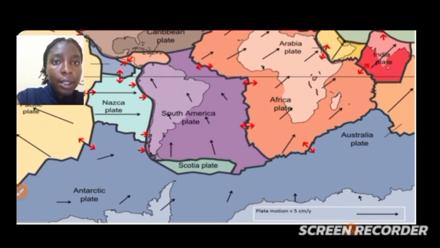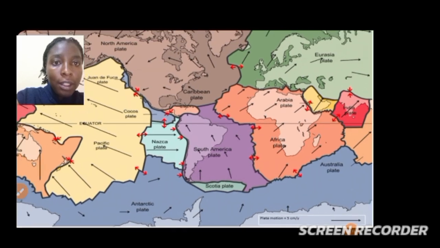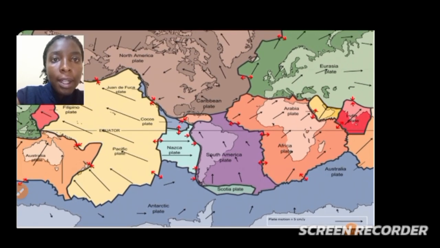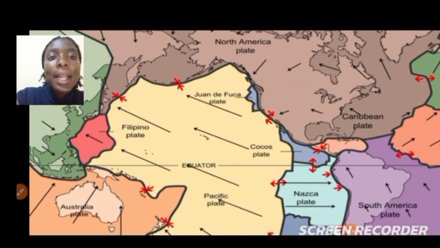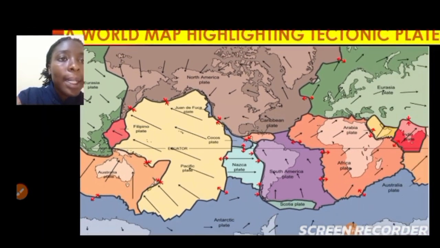This is a map that shows the plates, and we have the smallest plates like the Cocos plate, the Juan de Fuca plate, the Caribbean plate. This is a minor plate. We have the Filipino plate. It's also a minor plate.